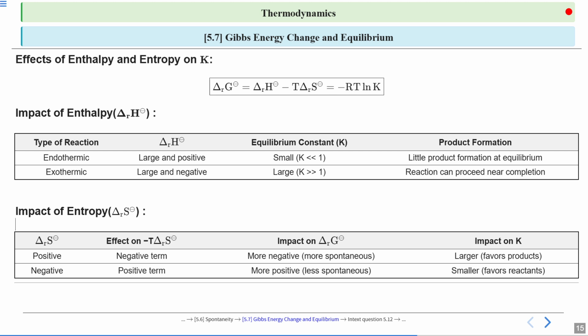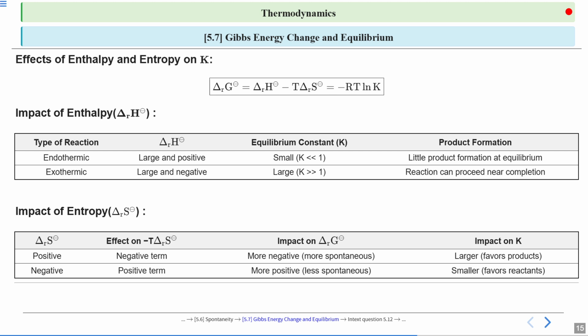Now what about K? What happens to K? If you are getting a positive entropy change, then the product is favored, or you can also say K is greater than 1. Similarly, if your entropy change is negative, then K is less than 1. Now, has this discussion already been done? Yes, you have done this discussion earlier.